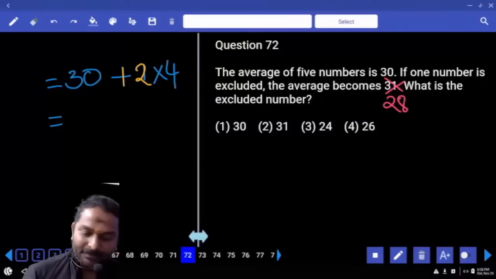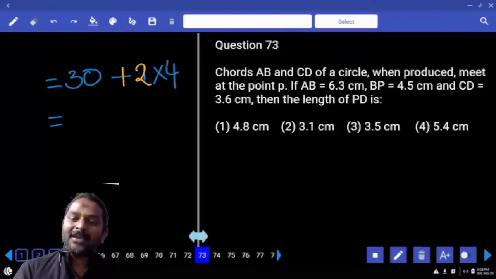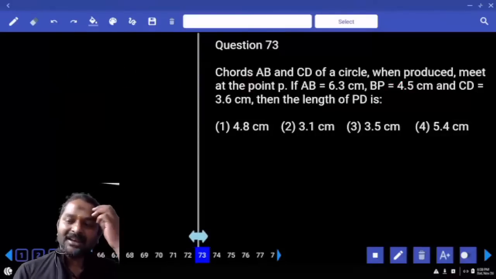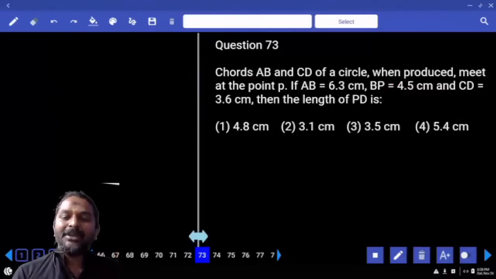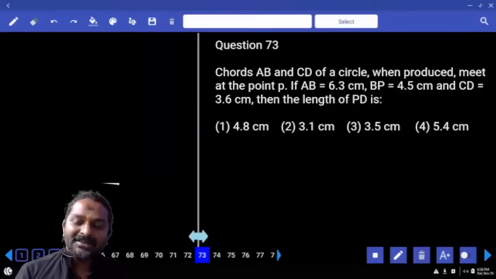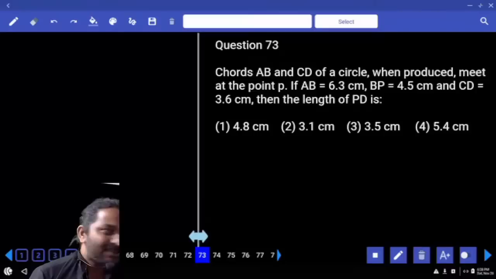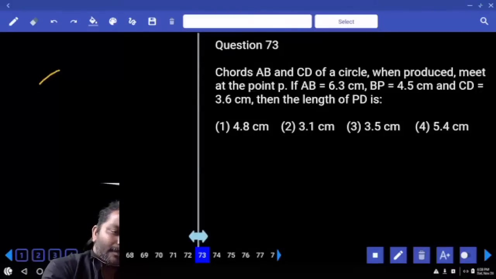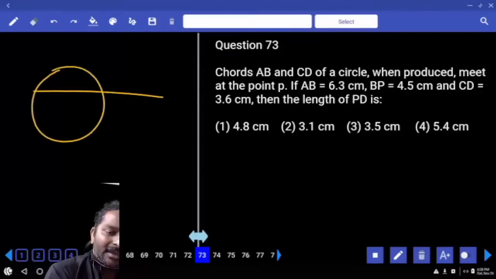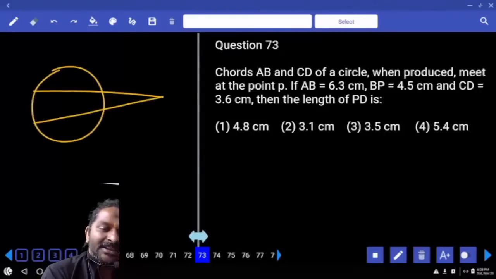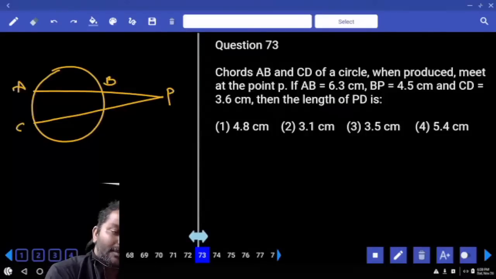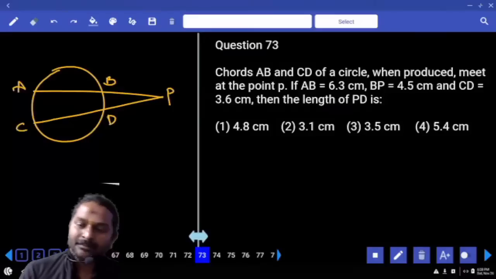క్లియర్? నెక్స్ట్. Chords AB and CD of a circle when produced meet at the point P. If AB is equal to 6.3, BP is equal to 4.5, CD is equal to 3.6, the length of PD is equal to? చాలాసార్లు చేసినట్లున్నాం. AB, CD produced to meet at the point P.